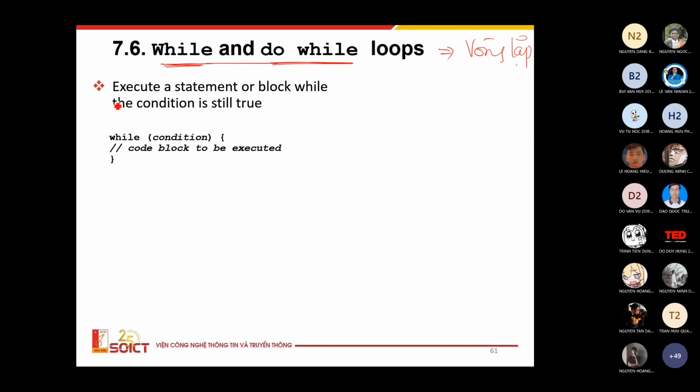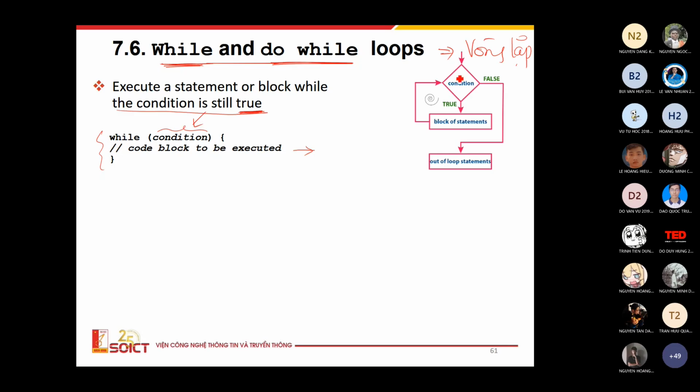You will execute a statement or block while the condition is still true. You will write it like this. You have the condition here, and while the condition is still true, the code block will continue to execute. When this is true, you execute the code of the block, and then you check the condition again. You do the code block again and again until the condition is false. Then you will go out of the code block.